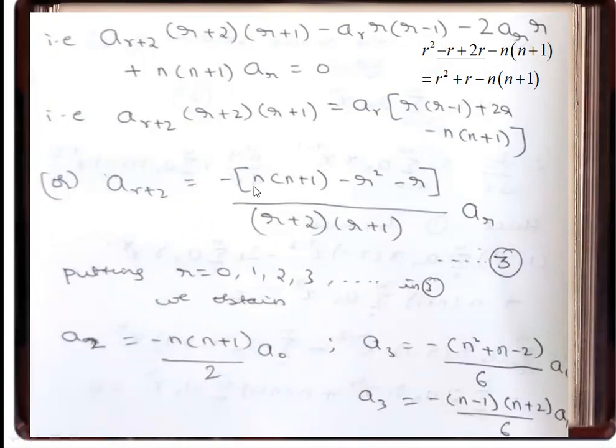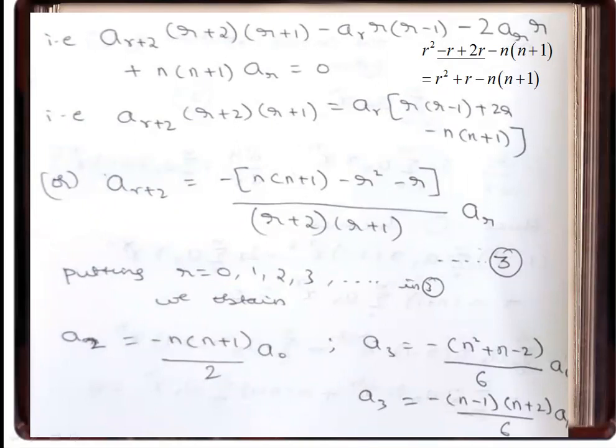So a2 is equal to minus n into n plus 1. Here I have simplified the expression inside the bracket. When you multiply r inside this bracket, you get r square minus r plus 2r minus n into n plus 1. Minus r plus 2r becomes plus r. Here I have taken minus common, so the sign changes. That is n into n plus 1 minus r square minus r.